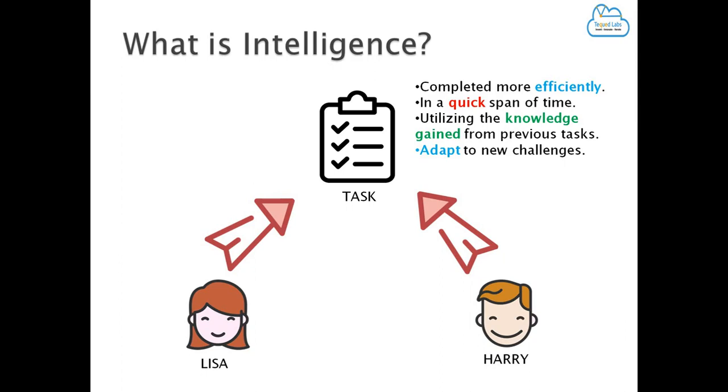So while defining the term intelligence, to call a person intelligent, they must do these particular things. They must be more efficient. They must do a particular thing in a quicker amount of time. They should use the knowledge from their previous tasks to complete the particular task and adapt to new challenges. Whenever they are given new situations, they must be able to adapt to the new challenges. That is how you can call a person a more intelligent person. Intelligence is nothing but whoever can do a given task more efficiently than the other person. That is how intelligence is defined.